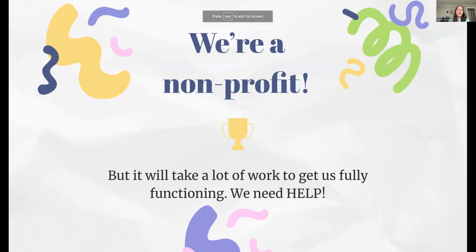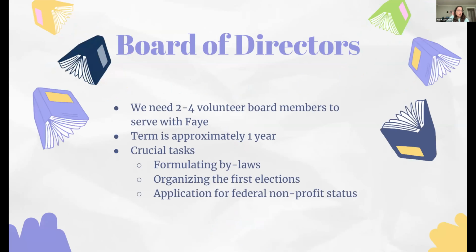After this webinar, I'm going to be sending out an email, so please be on the lookout for that. It'll be from me to the Google group, and we're asking for volunteers for our first board of directors. We need 2 to 4 volunteers, ideally, to serve with Faye on our initial board for approximately 1 year. And it would be beginning relatively soon, on or around July 1st, or when people become available, hopefully soon.